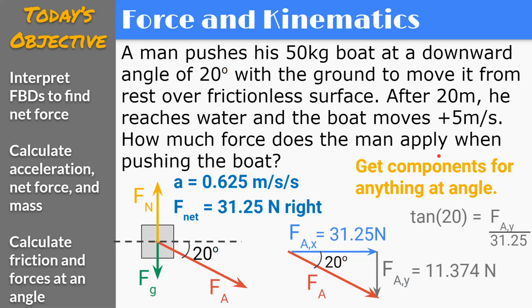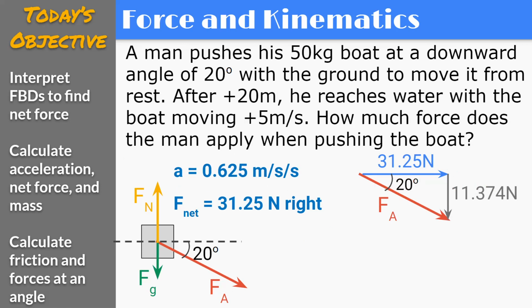The answer to this question, how much force does the man apply, is the hypotenuse. That's his applied force. I don't want the components for this question. I actually need the hypotenuse. So let's go ahead and solve for FA. I'm going to use trig, although at this point, because you know the other two sides, you could also solve it with the Pythagorean theorem. That would also work.